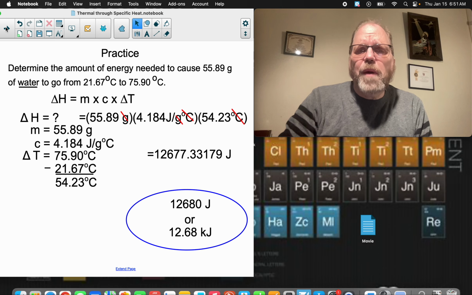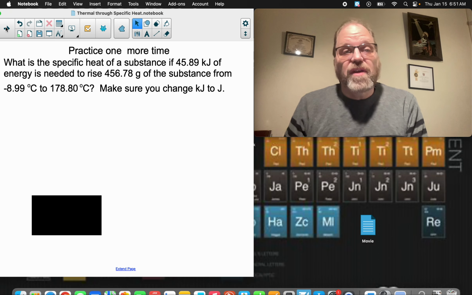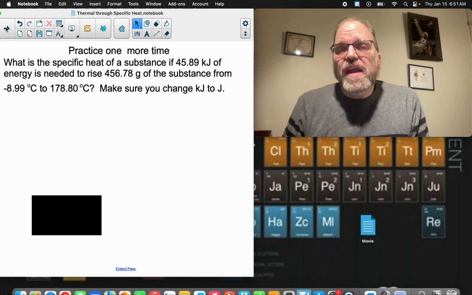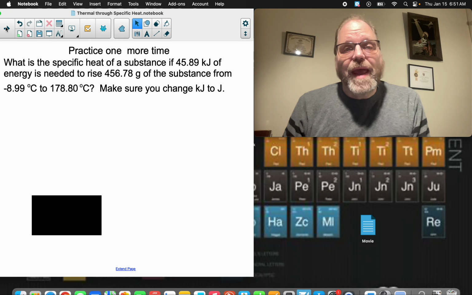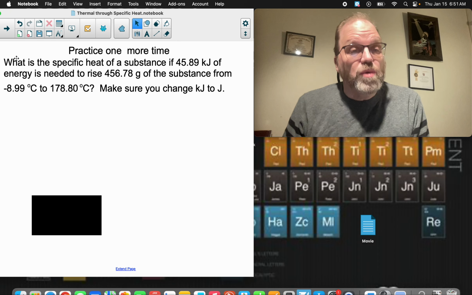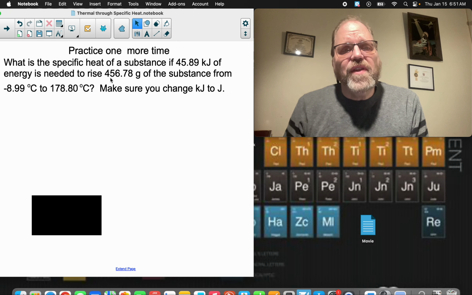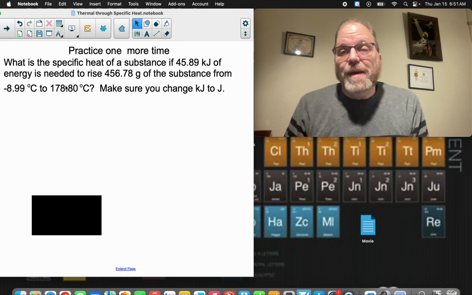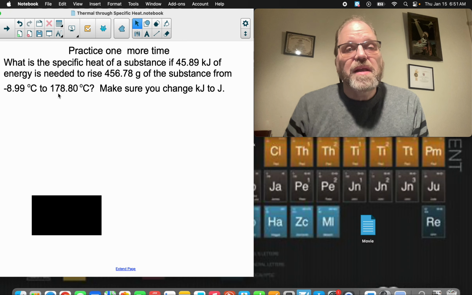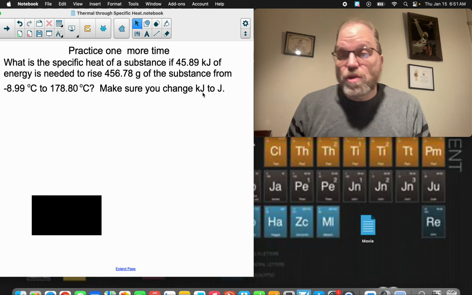All right, let's look at another way we can do this. We can also ask for the specific heat. What is the specific heat of a substance if 45.89 kilojoules of energy is needed to raise 456.78 grams of substance from a negative 8.9 degrees Celsius to 178.80 degrees Celsius? Make sure that you change kilojoules to joules.